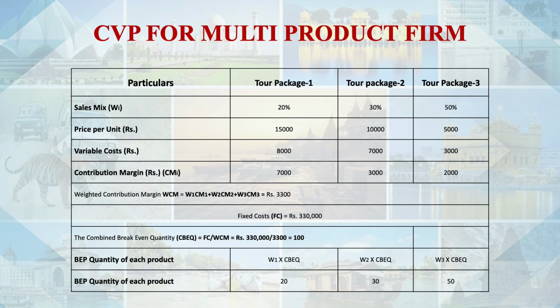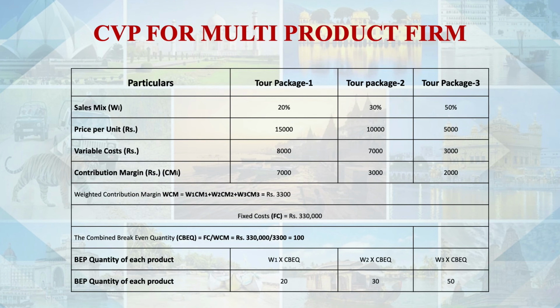Then what to calculate? We are calculating break-even: fixed cost divided by contribution. 3,30,000 divided by 3,300. For simplification of calculation, 100 units is the break-even point. And if we separate these on the basis of their proportion, it is 20 units for the first tour package, 30 units for the second tour package, and 50 units in the third package.